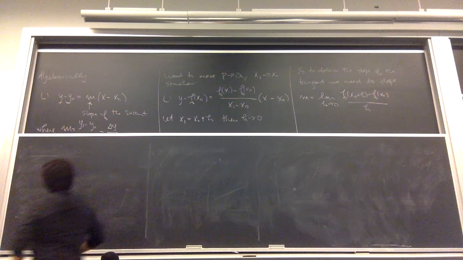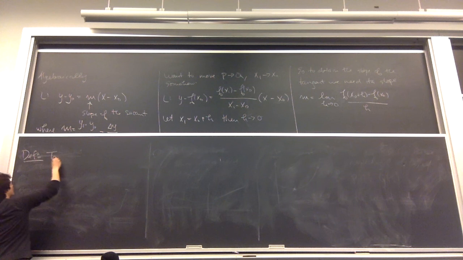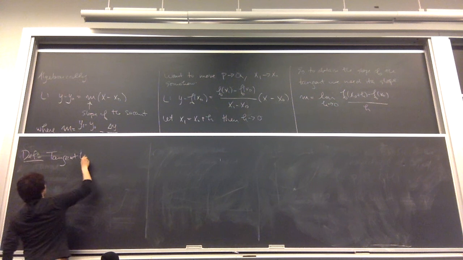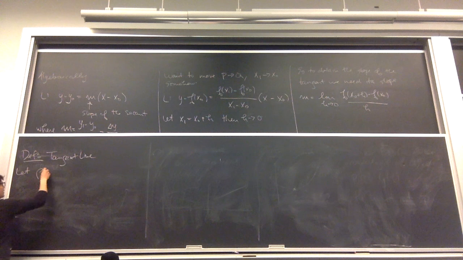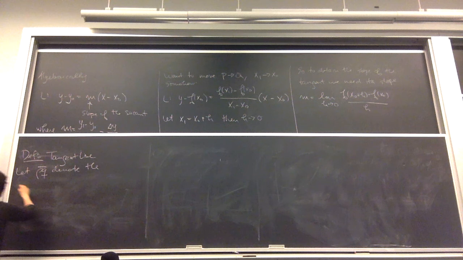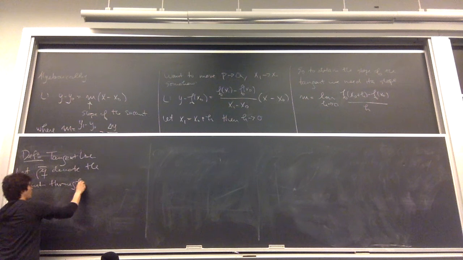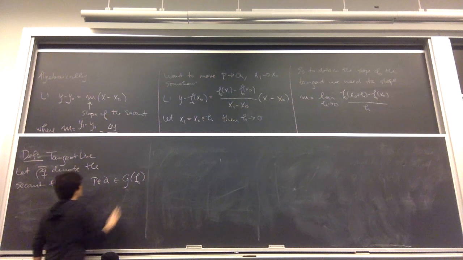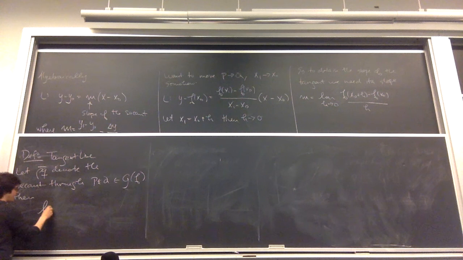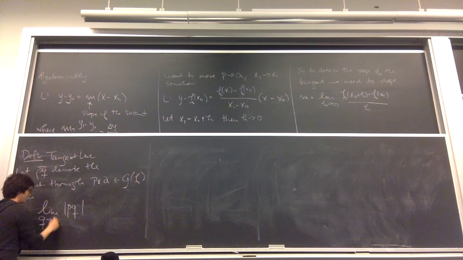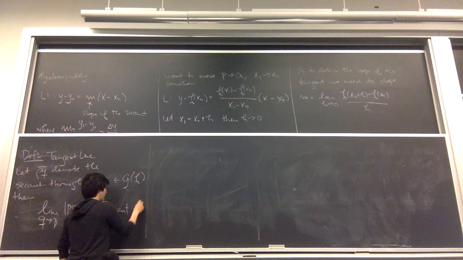Okay then, so now we have a definition of a tangent line. Let PQ denote the secant through P and Q, which are on the graph of some function f. Then the limit of the secants as you move Q into P is equal to the tangent at P.